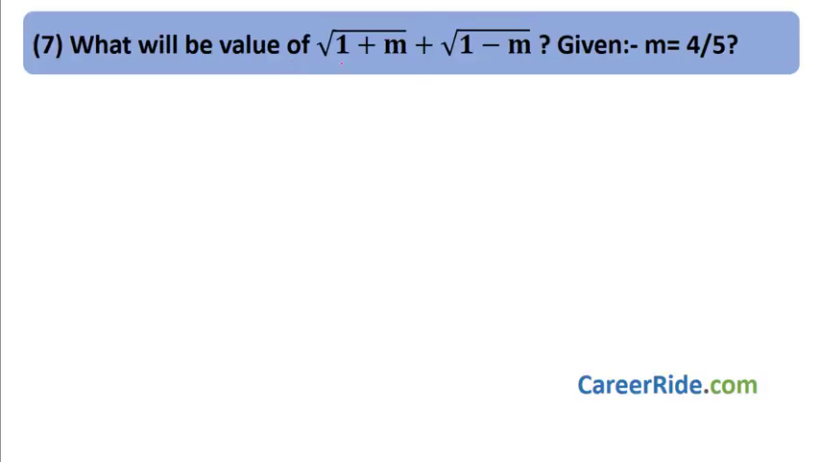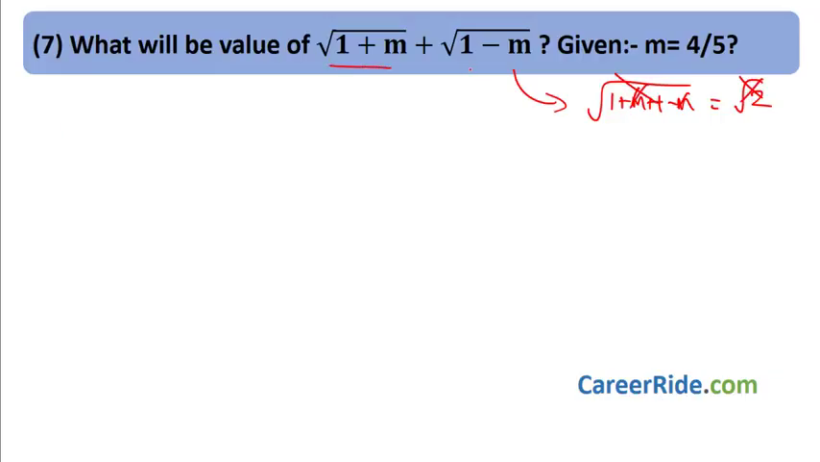What will be value of root of 1 plus m plus root of 1 minus m? Given m is 4 by 5. Now don't go directly writing root of 1 plus m plus root of 1 minus m as 1 plus m plus 1 minus m and directly write answer as root 2. This is wrong. You cannot add that way. Okay. Now what do we have?